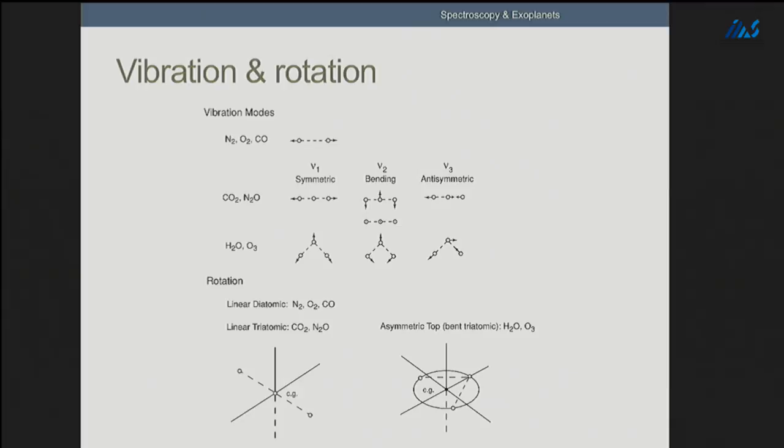Other molecules, on the contrary, have a permanent dipole. And so because of that, it's almost natural to have both vibration and also rotation. And so again, depending on the symmetries of the molecule, you can have different types of transitions.